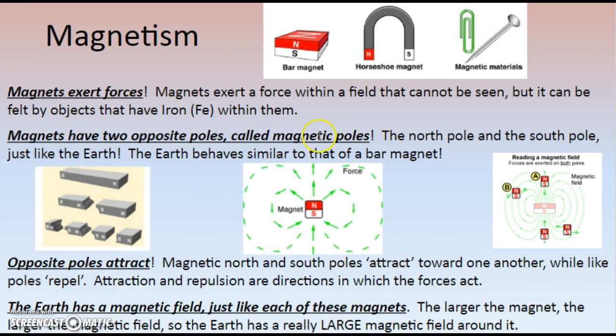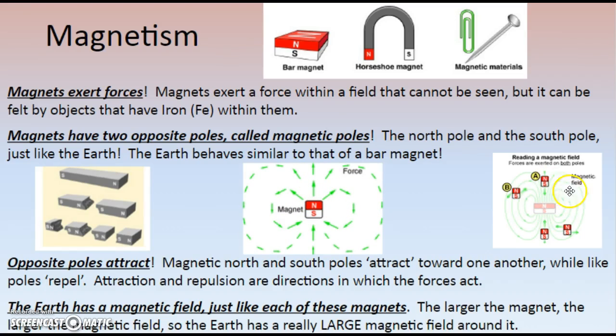Magnets have two opposite poles, and these are magnetic poles, the North Pole and the South Pole, just like the Earth. The Earth behaves similar to that of a bar magnet. Here's a picture of a magnet. If I break it, it continues to be aligned with its magnetic fields and its magnetic poles. This is the space surrounding a magnet where it can exert a force. And that's the key part of magnets, that they exert a force in surrounding space.